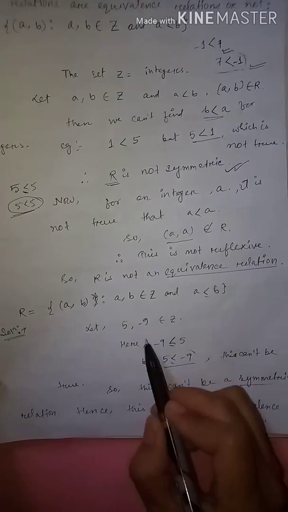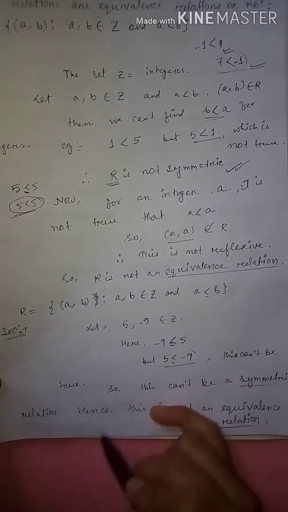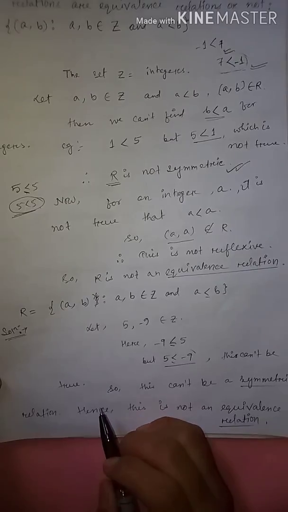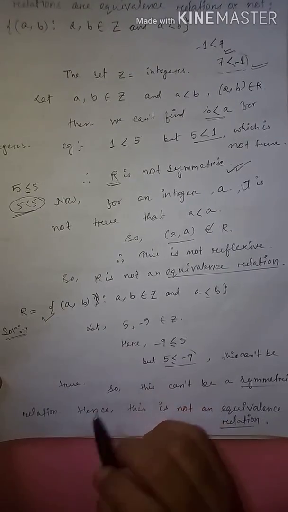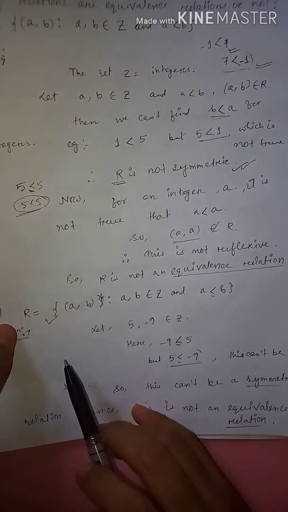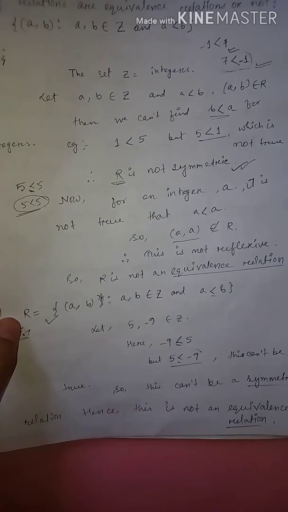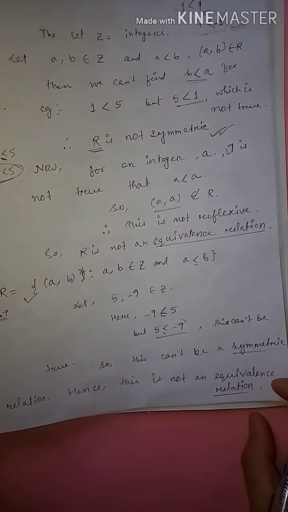That means in the set of integers, for this definition of relation, we cannot find symmetricity. So this relation R is not an equivalence relation. This relation R is not an equivalence relation.